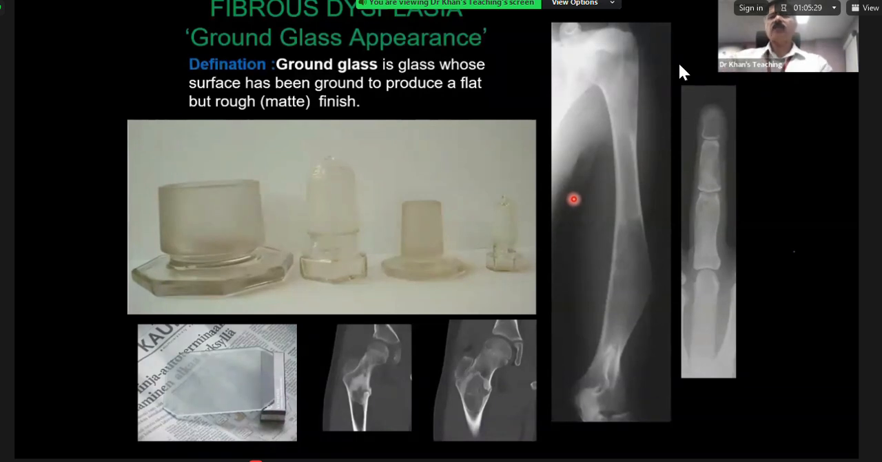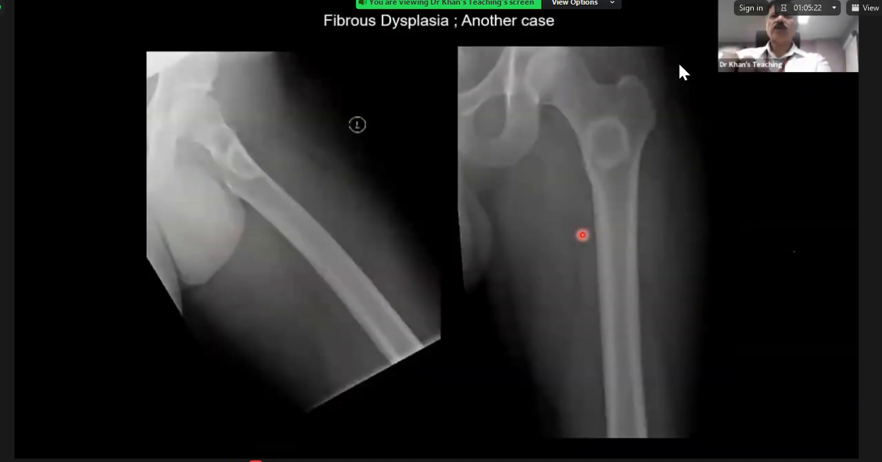So I'll show you many examples of fibrous dysplasia just to show you various kinds of presentations of the same condition. Another case of fibrous dysplasia, and the pathognomonic finding is the rind of orange appearance. If you see it, just call it. There is nothing else which will give you this kind of appearance.